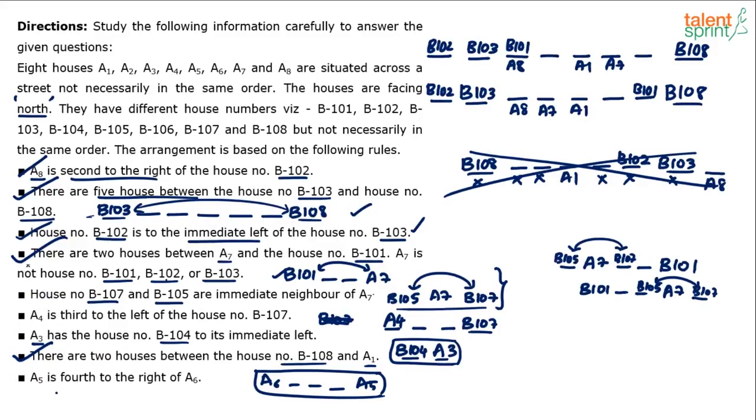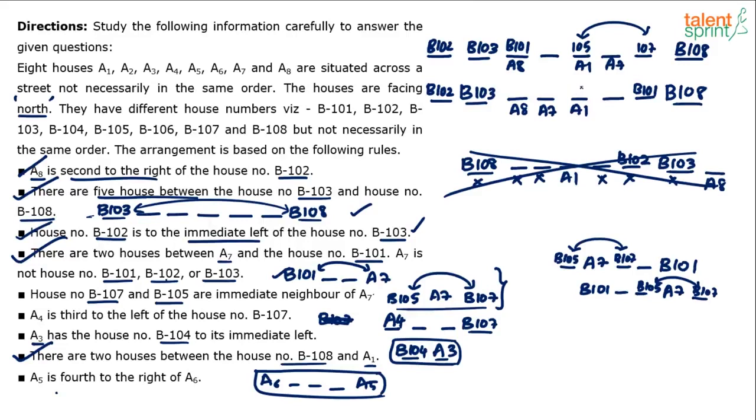So this point has been used. There are two houses between A7 and 101. The neighbors of A7 are 5 and 7. Try to fix that. So 5 and 7 will take these two positions respectively, in some order basically. So let me just write 105, 107. We are not sure. We can swap these two. But at least the places are blocked, right?